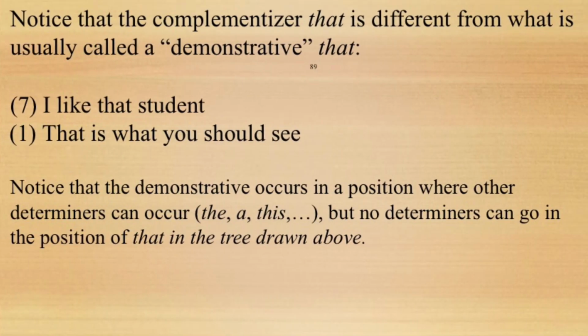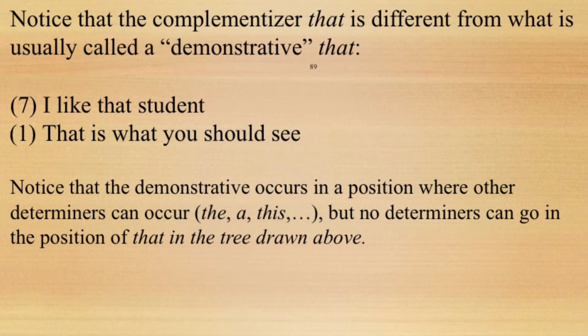Notice that the complementizer that is different from what is usually called a demonstrative that. I like that student. That is what you should see. Notice that the demonstrative occurs in a position where other determiners can occur: the, this, and so on. But no determiners can go in the position of that in the tree drawn above.